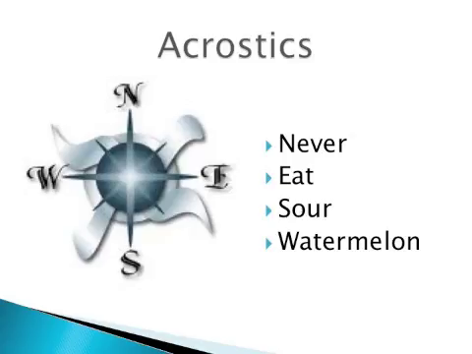Acrostics are sentences whose first letters represent information that is to be remembered. This information may or may not be related to the actual sentence. This teaches vocabulary among other things. I think we're all familiar with the sentence, never eat sour watermelon, and the letters representing the cardinal directions.